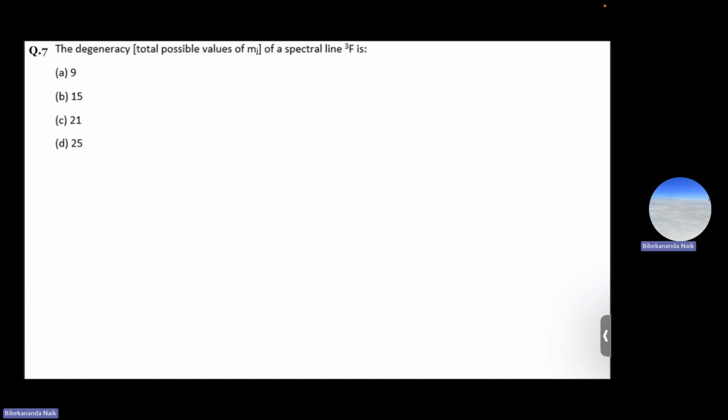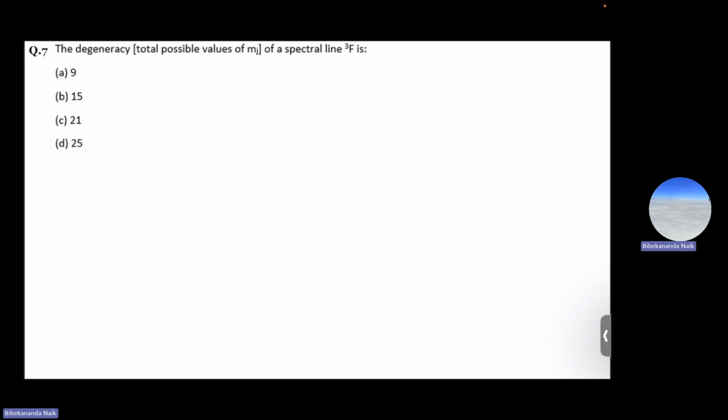Now we move to question number 7. Question number 7 says the degeneracy, that is the total possible values of Mj of a spectral line 3f, is option A 9, option B 15, option C 21, and option D 25.